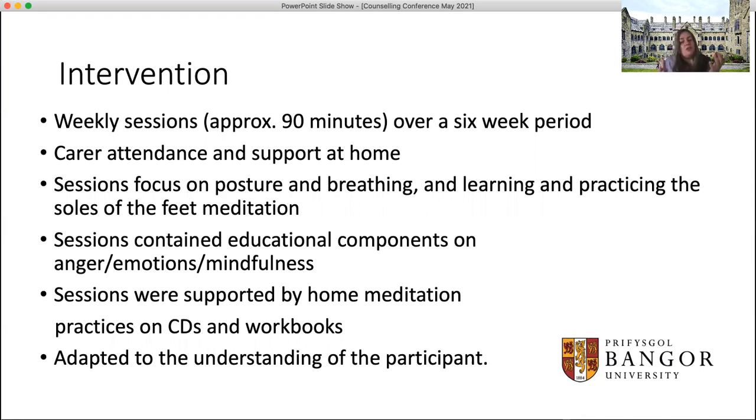Now, of course, I've talked about the diagnosis of a learning disability and this cutoff of an IQ of 70, but there's a wide range of abilities. To engage in Soles of the Feet, the person had to have the ability to engage in these sessions and be able to practice this without too much difficulty.